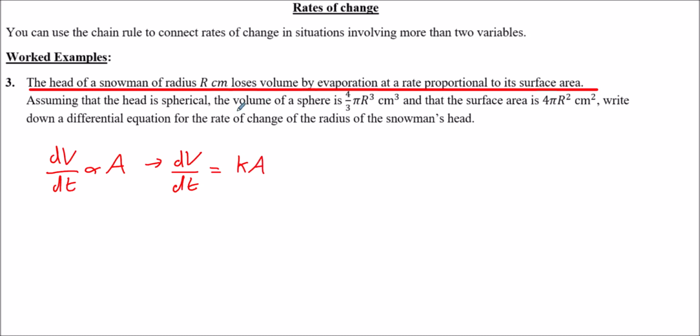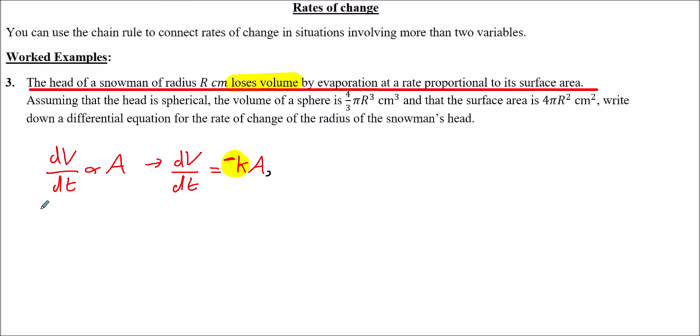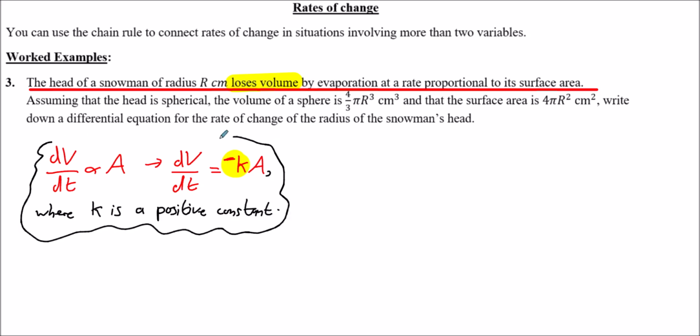But if we think about what we're told here, we're told that this thing is losing volume. So because it's losing volume, if we define k as a positive constant, we can put this as minus k times A. So if I just define k as a positive constant, we've been told that for a reason, we would presume. So that might be used later on. Let's read on with the question.